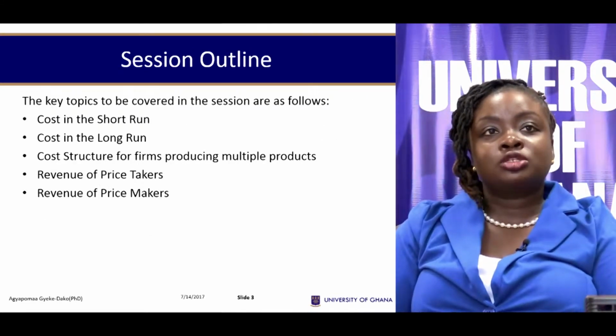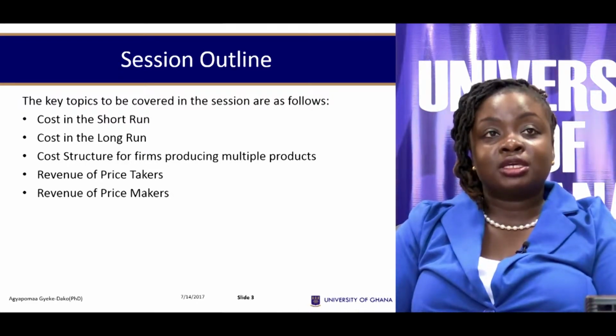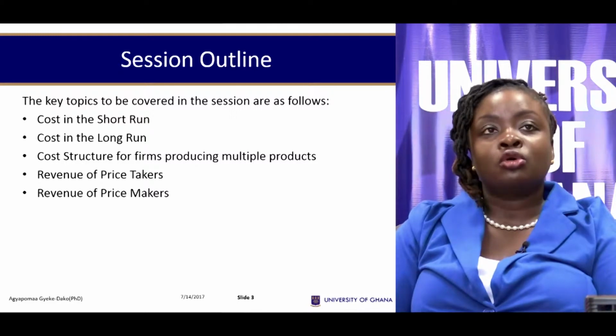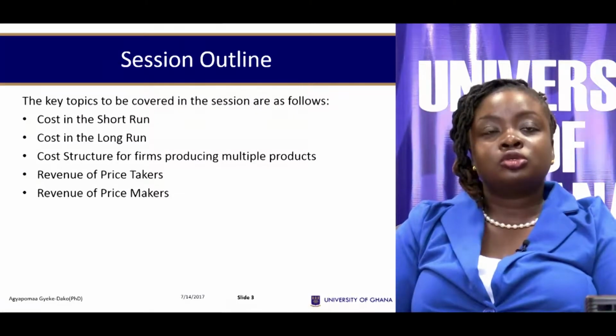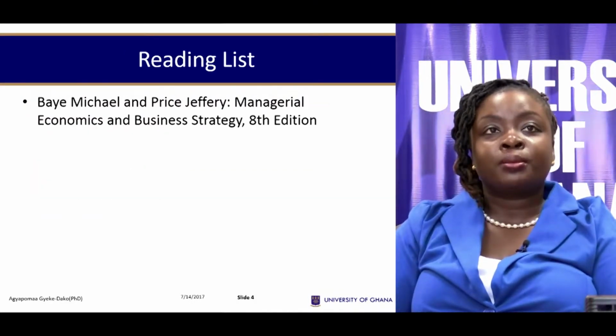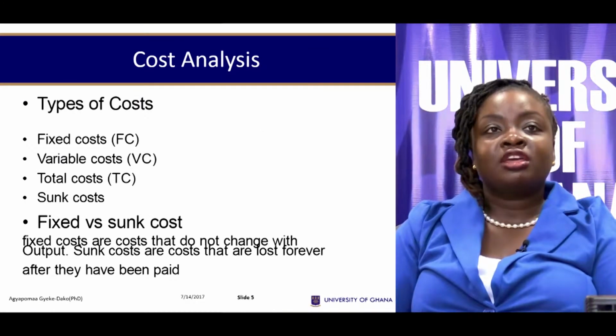So the key topics to be covered here are cost in the short run and cost in the long run. Then we'll look at revenue of price takers and revenue of price makers, and how they all vary with output. And then we'll go on to look at the cost structure for firms producing multiple products. Remember our basic text, Baye and Prince, Managerial Economics and Business Strategy, the 8th edition.